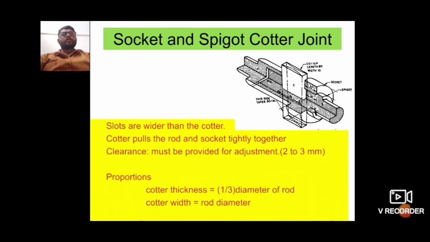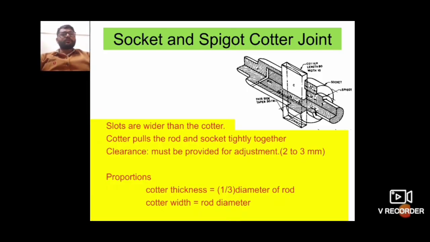Next, socket and spigot quarter joint. This type of joint is important from the syllabus point of view. Here we take a cut section model of the socket and spigot quarter joint. Here the quarter is inserted in between the socket and spigot, where a side taper is given to the quarter for uniform access of the spigot and quarter. So here the slots are wider than the quarter.